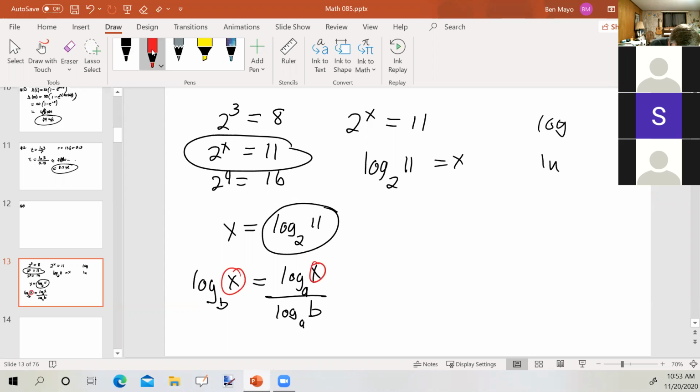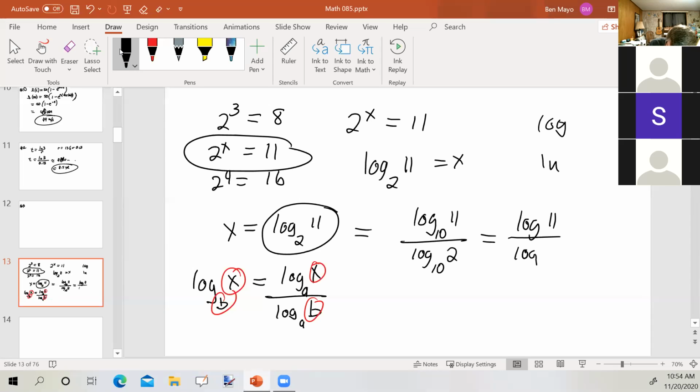So notice that this is up here and this is down there. So this would become the log base 10 of 11 over the log base 10 of 2. Technically, I don't need to write the 10, but I'm just reminding you. So we could write it like this, and that would get our answer, which we'll go back and get in a minute. Or we could write it as the natural log of 11 over the natural log of 2, which would give us the same answer.